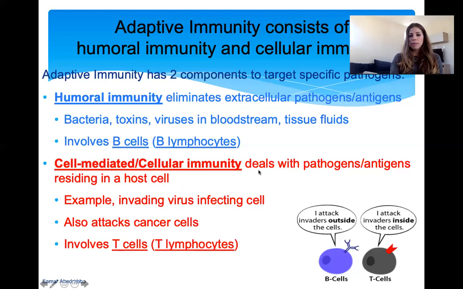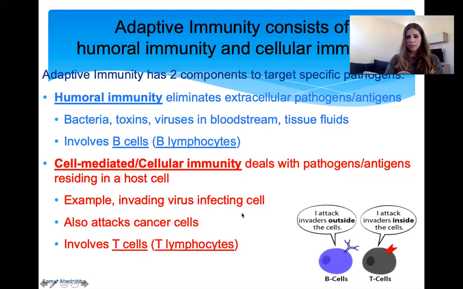And this is the immunity that also attacks cancer cells. We all have some cells in us that are mutating all the time. With cancer cells, it's not like your body is not doing anything. Your immune system is fighting it off, but if you do have cancer, you still need to take medication. But your immune system is still playing a big role in helping fight off cancer cells. And cell-mediated immunity involves T cells or T lymphocytes.